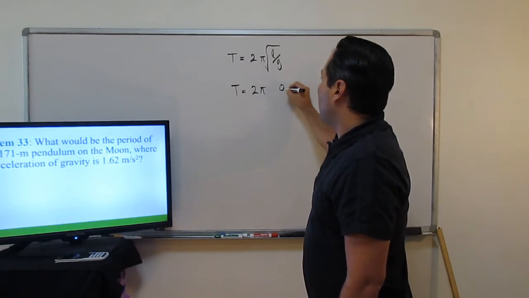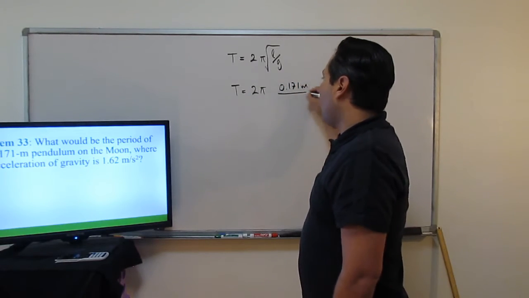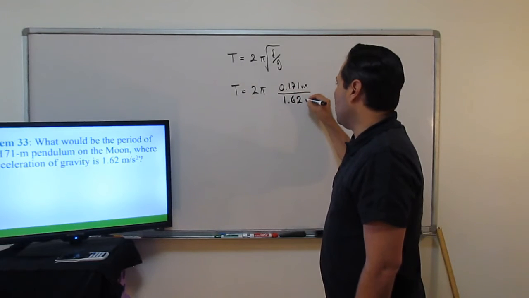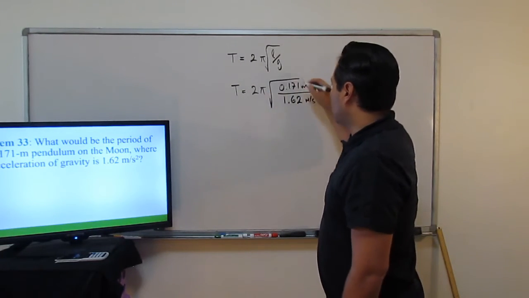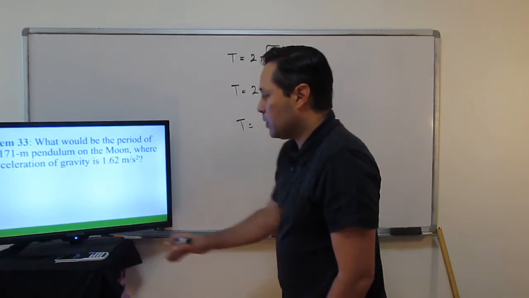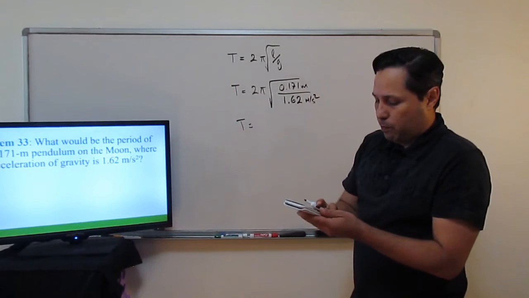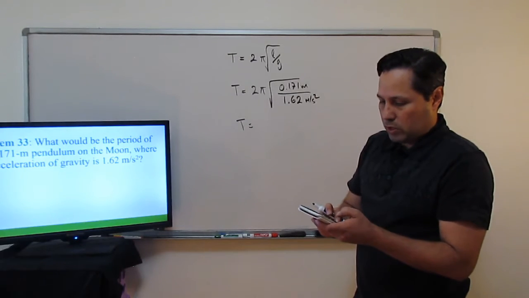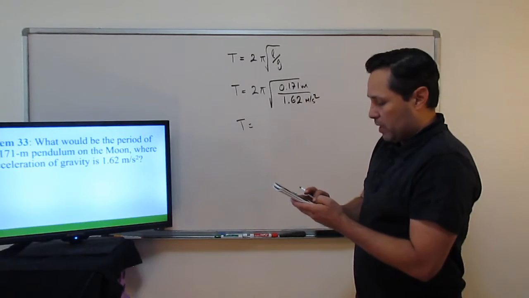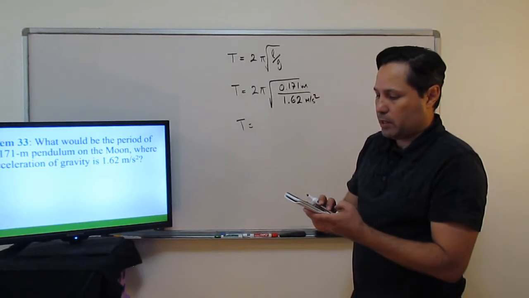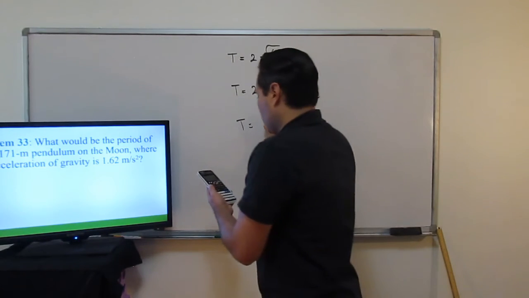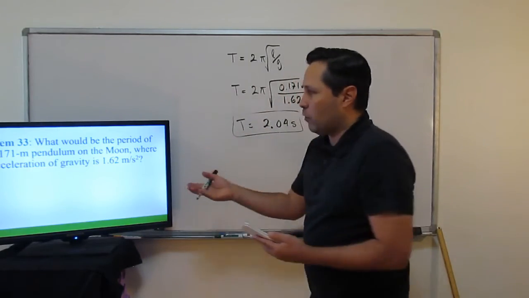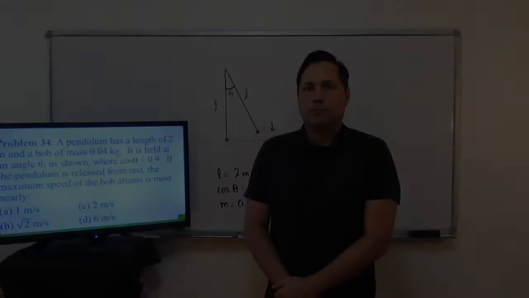Let's figure out what we get for the period. The length, 0.171 meters, over the gravity on the moon, 1.62 meters per second squared. Square root that, and that's going to give us our answer. Plug it into the calculator: 0.171 divided by 1.62. Square root that answer, multiply it times pi, multiply it times 2. And we get our period, which is 2.04 seconds. That will be our answer for problem number 33.